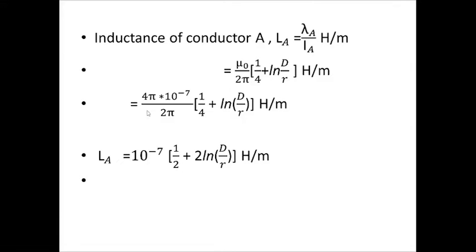Now mu 0 is equal to 4 pi into 10 raised to minus 7. Then divided by 2 pi into 1 by 4 plus log D by R. Now LA, rearranging the terms, we will be getting it as 10 raised to minus 7 into 1 by 2 plus 2 log D by R Henry per meter. This is for symmetrical distribution.